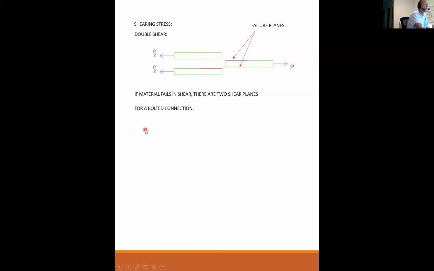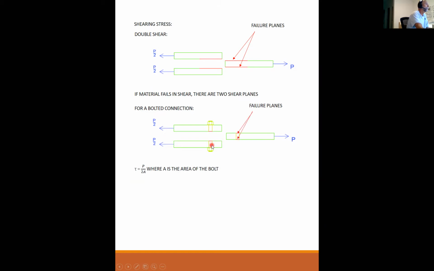For a bolted connection, same idea. You may have one single bolt. This is the same bolt, right? This is one hole and you dropped in one bolt and threaded on a nut. You have one bolt, but when it fails, it fails through that same bolt twice. So this is known as double shear. You have 2 failure planes, and tau is equal to the total load P divided by twice the area of the bolt.